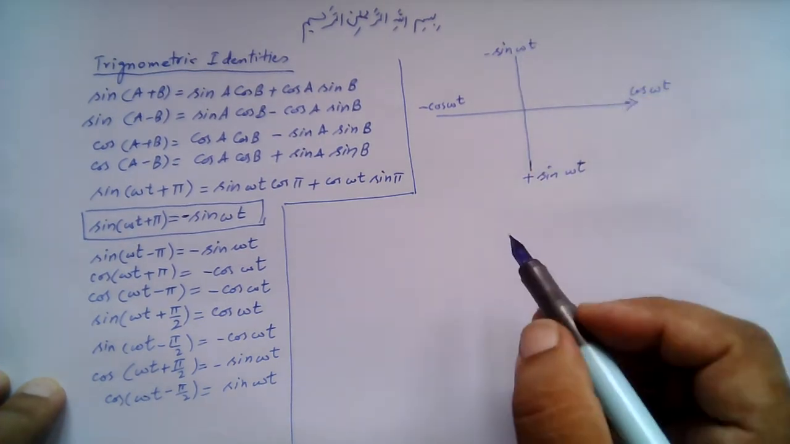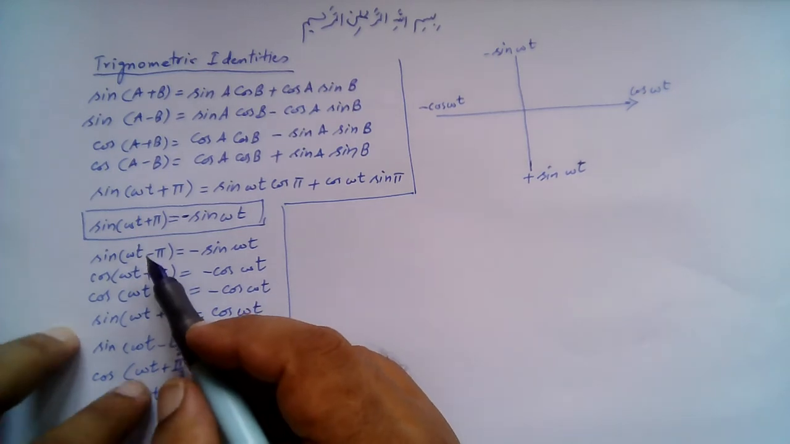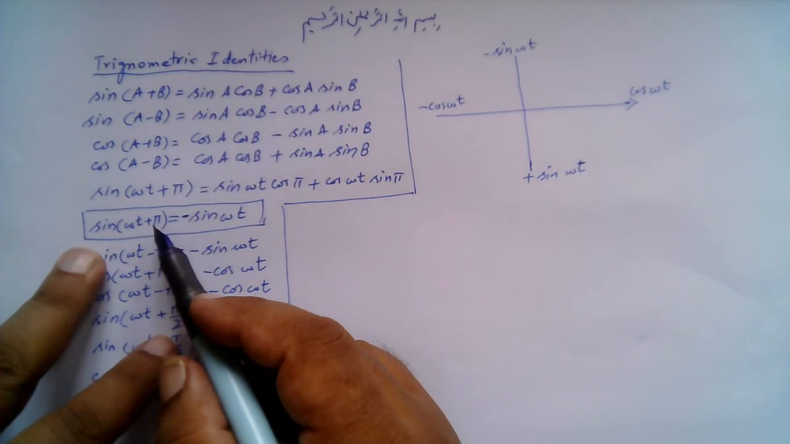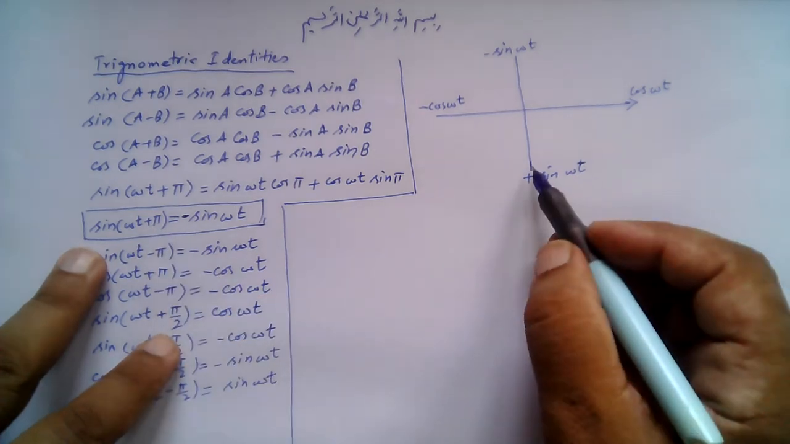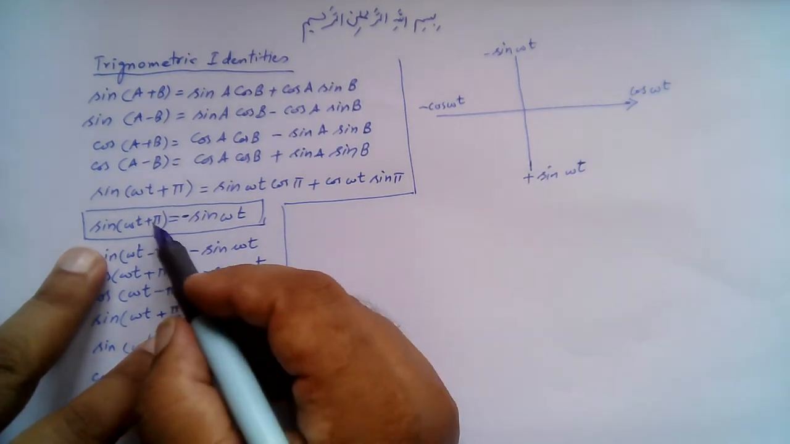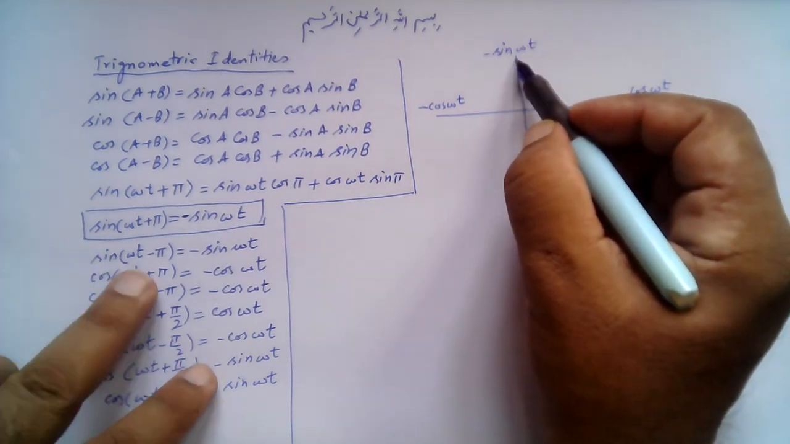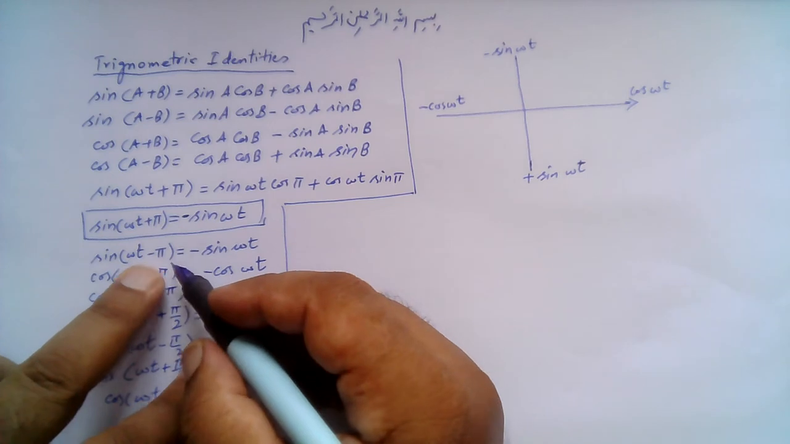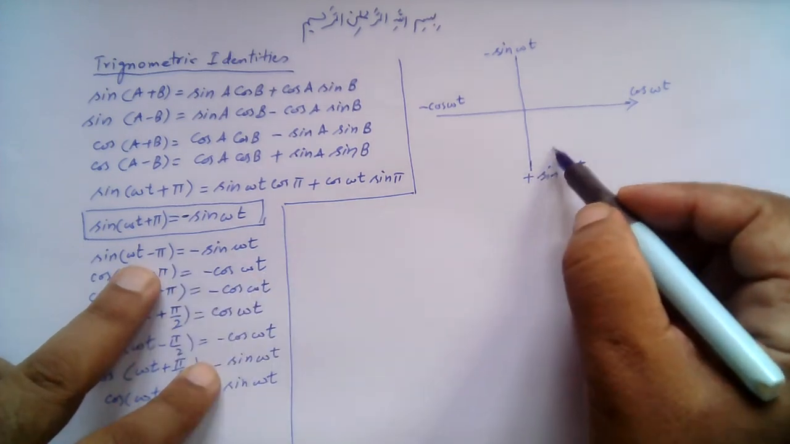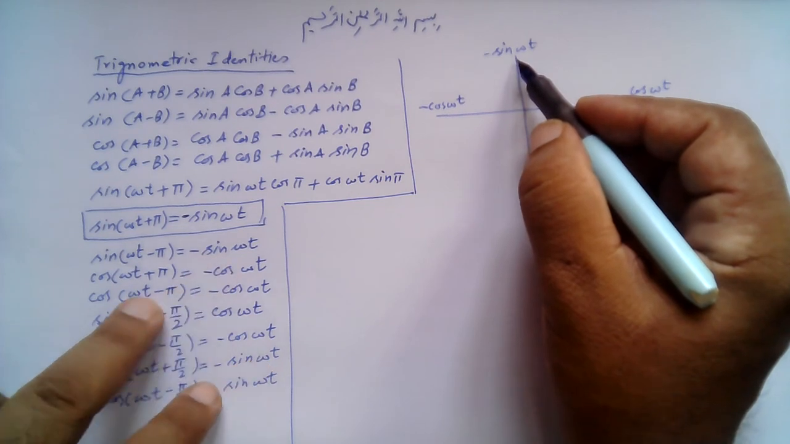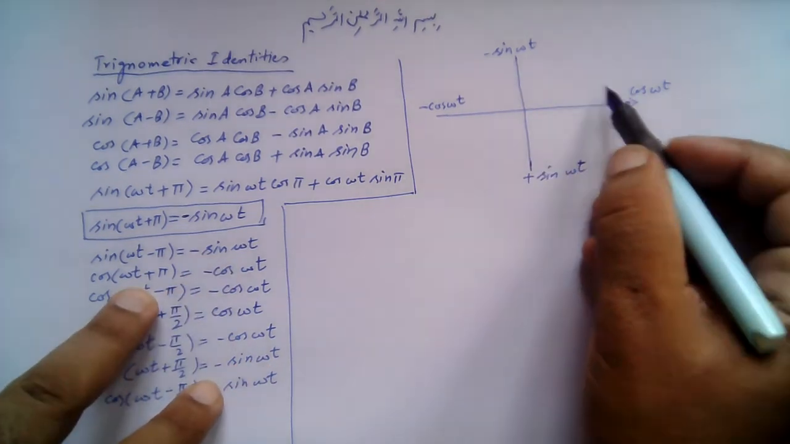So, for example, if we have sine omega t and we are adding plus pi to it, sine omega t is here and we are adding plus pi, we end up here at minus sine omega t. And if we are subtracting pi, so sine(omega t minus pi), we again end up here, right? Minus sine omega t. Likewise, for the same case of cosine also, right?